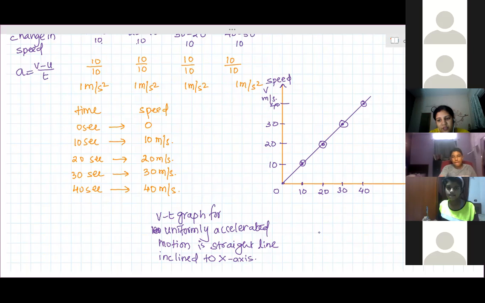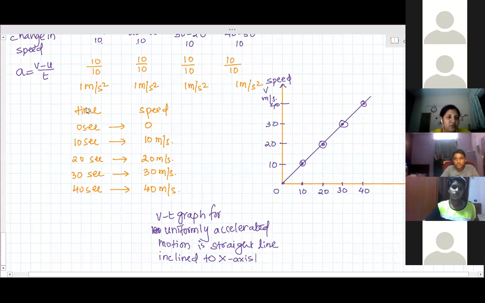From this graph, we can find two values. One, we can calculate the value of acceleration, and second, we can find the value of distance covered. For finding acceleration, same as speed, which you calculated from the distance-time graph by taking the slope of a line, exactly the same, acceleration is also found by taking the slope of a line.